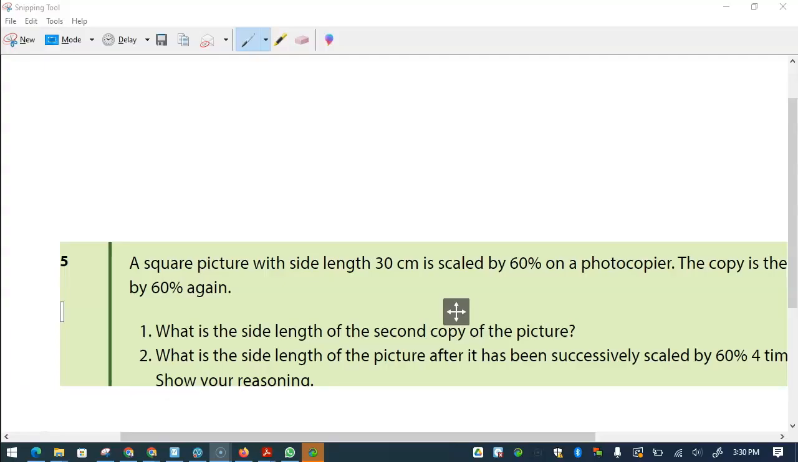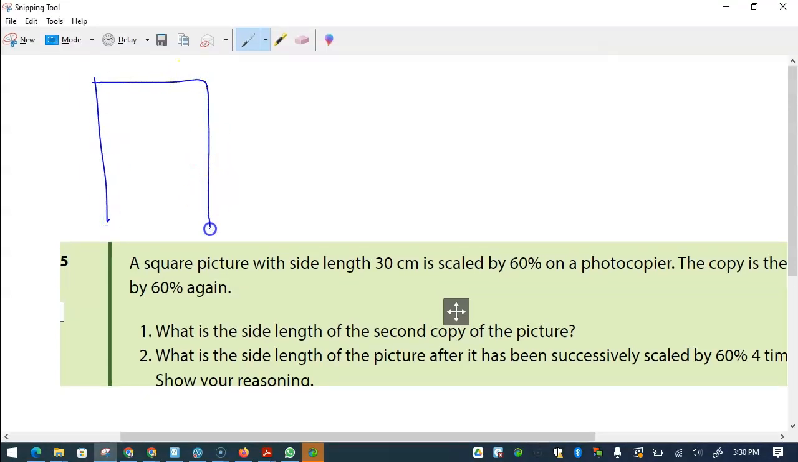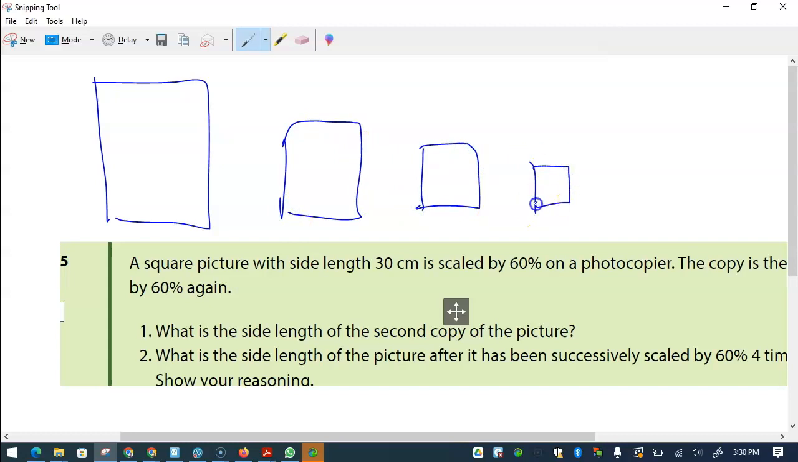Okay, I will visualize this problem and write. In the beginning this was the big one, then it becomes smaller, then again smaller, again smaller. This is the original, the beginning, and then this is the first copy, second copy, third copy, and the fourth copy, right?